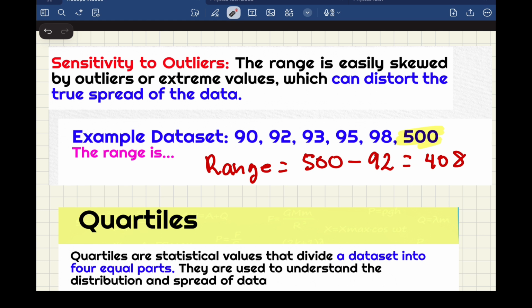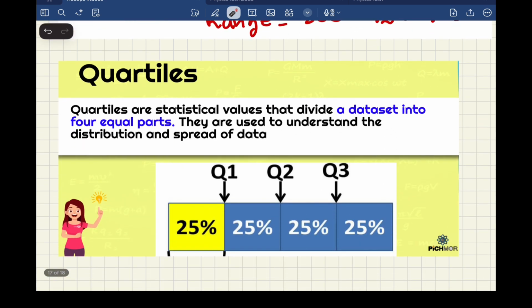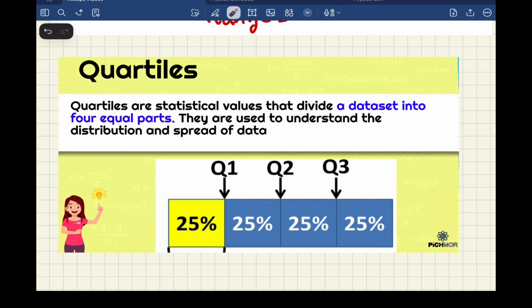How can we solve this problem? Well, mathematicians proposed to use quartiles. But what is a quartile? Basically, when we have a data set, we need to divide the data set into 4 equal parts. In this way we have quartile 1, quartile 2, 3, and 4. Because the range can be modified by these outliers, the mathematicians suggest to focus on the middle, what is happening here, here, and this would be the interquartile range.